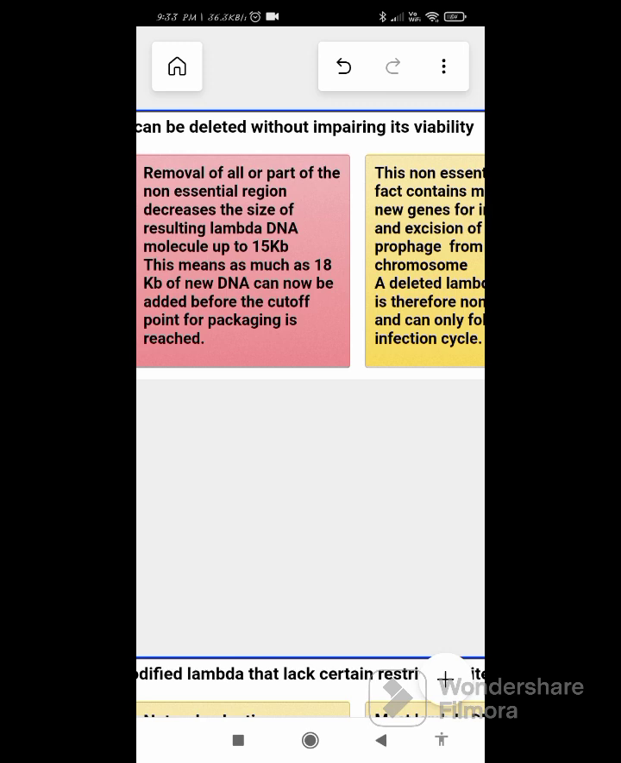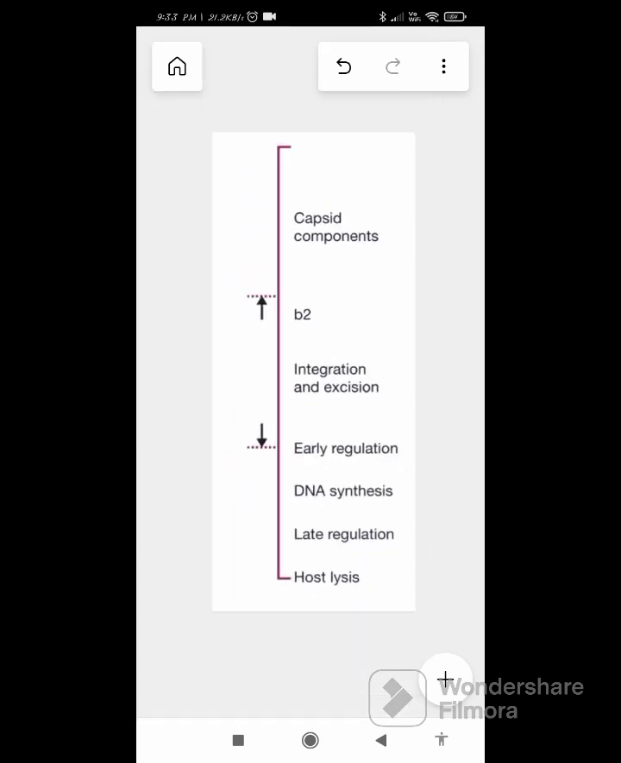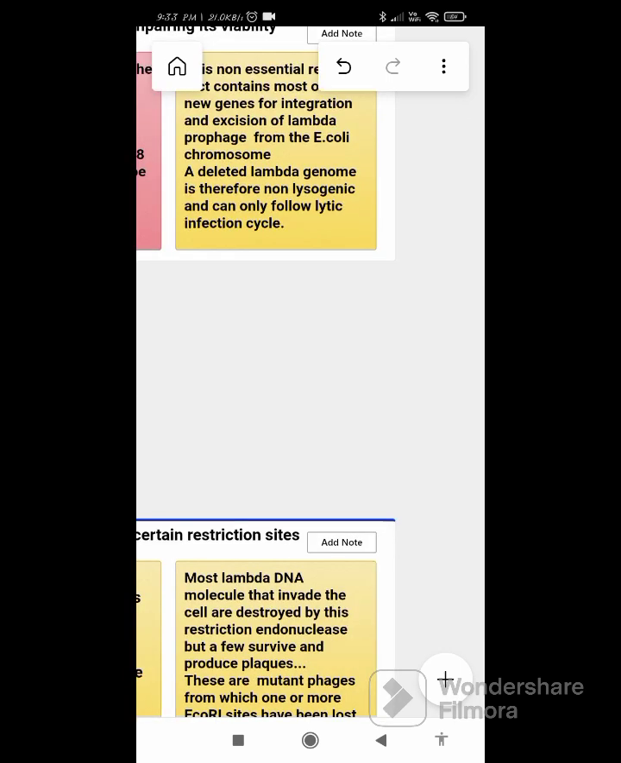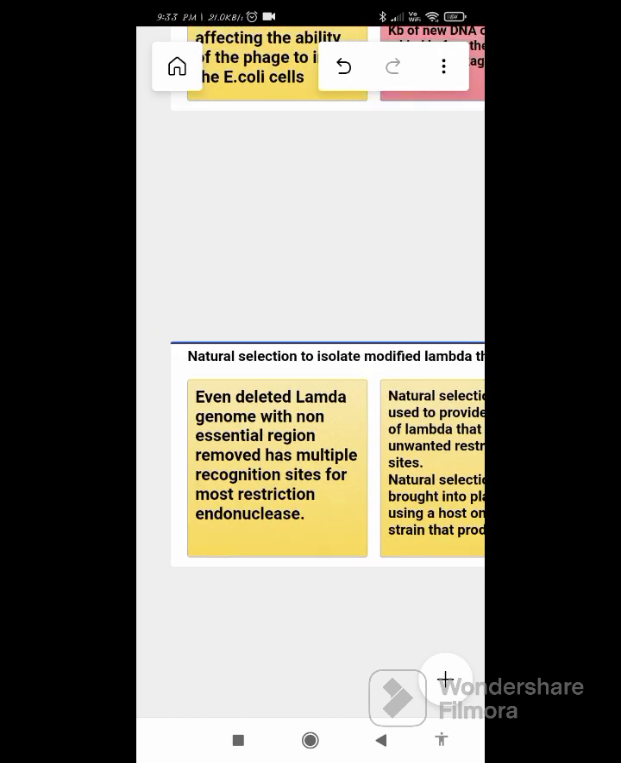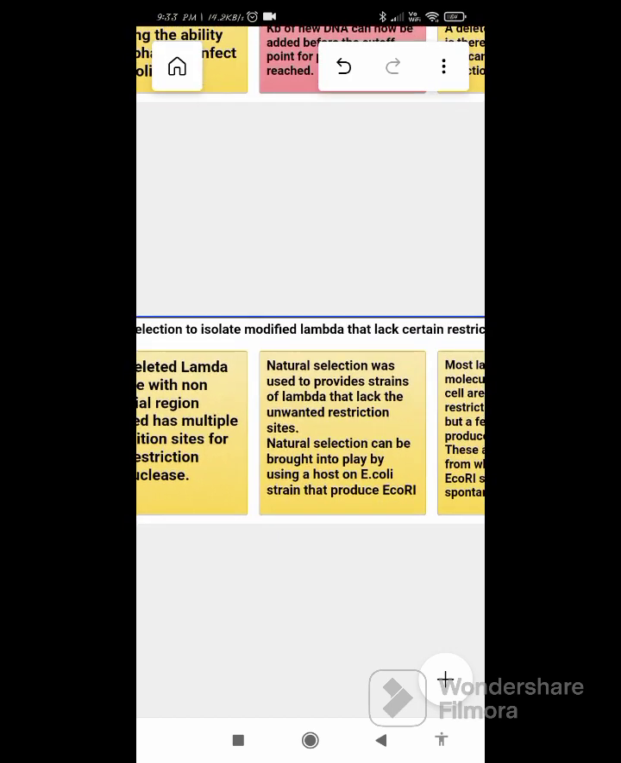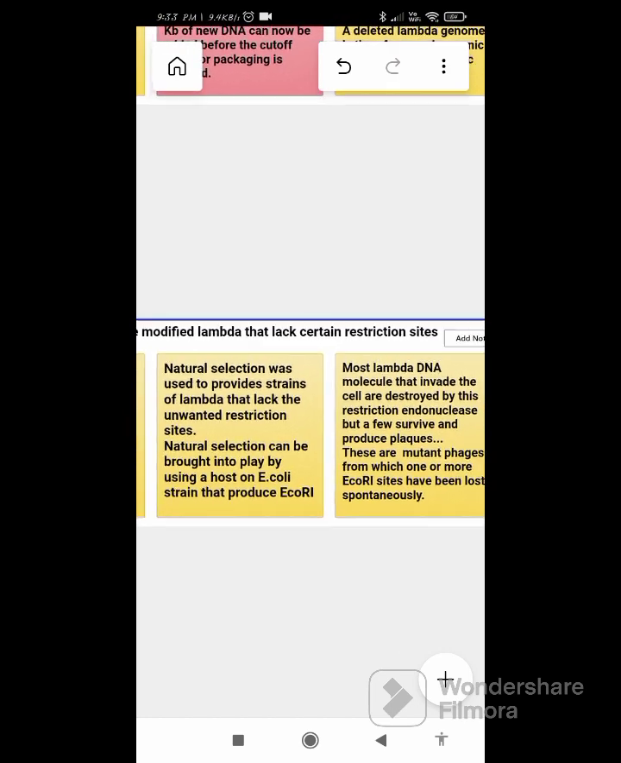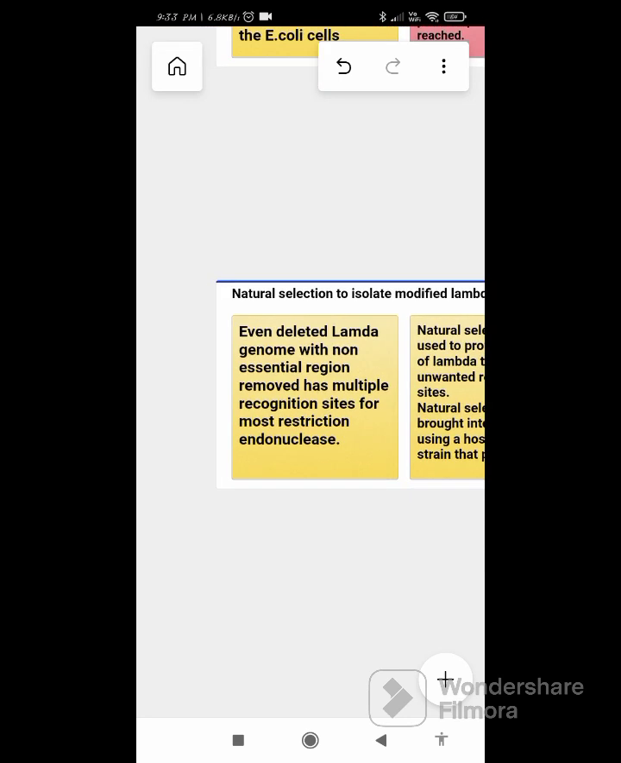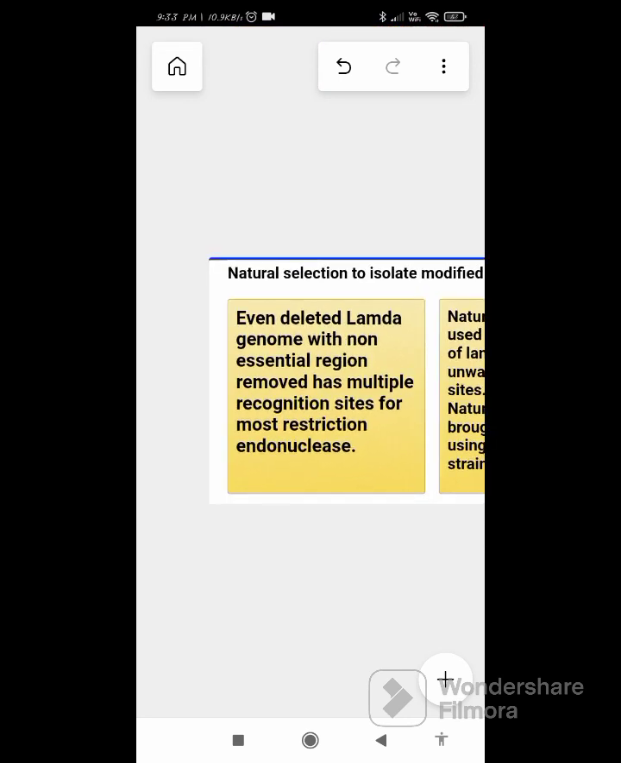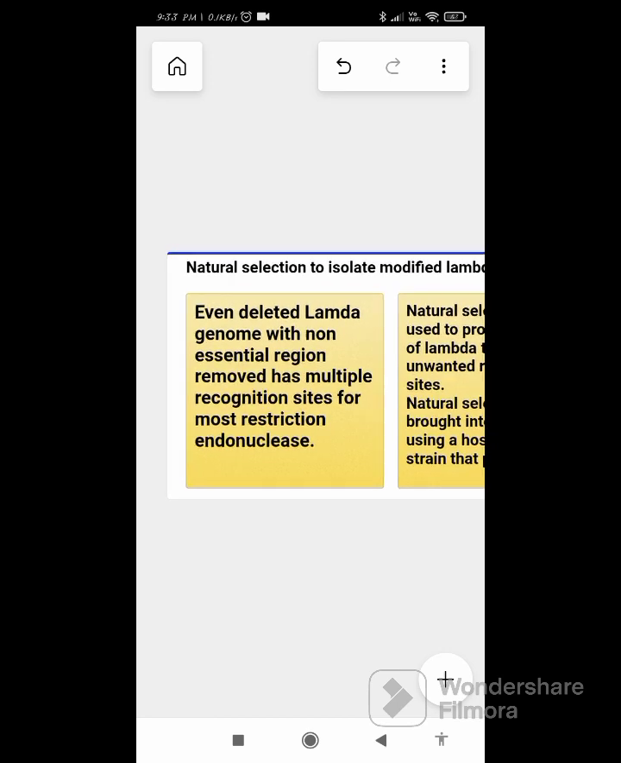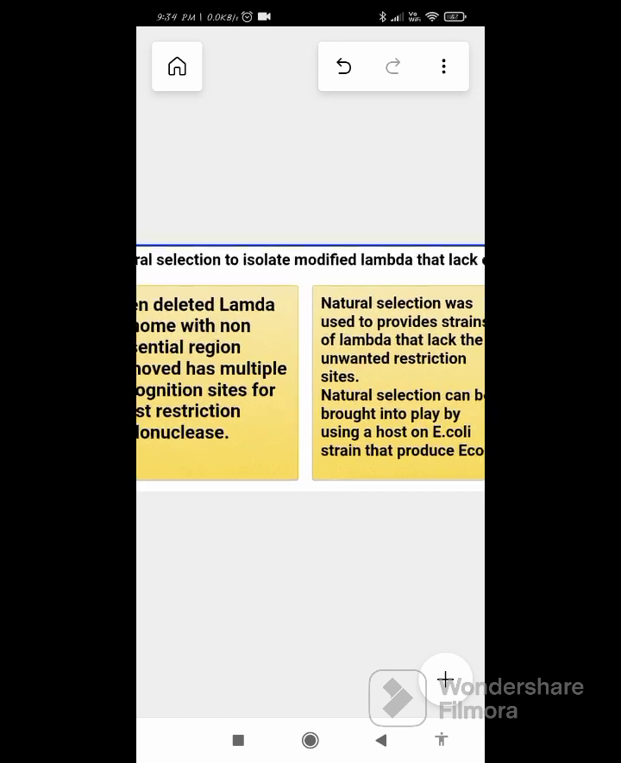Then we will talk about the second, natural selection. We can use natural selection to isolate modified lambda that lack certain restriction sites. We don't need them, those restriction sites for the endonucleases. Even a lambda genome with the non-essential region removed has multiple recognition sites for most restriction endonucleases. This is a problem that is often encountered when a new vector is being developed.